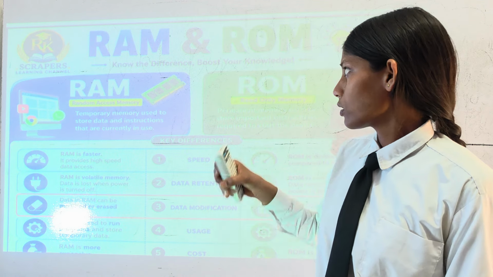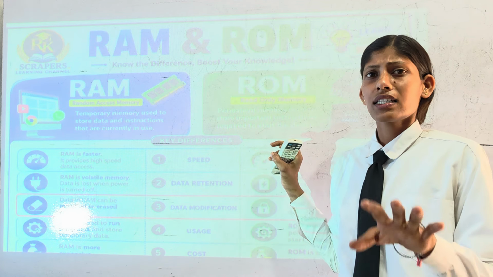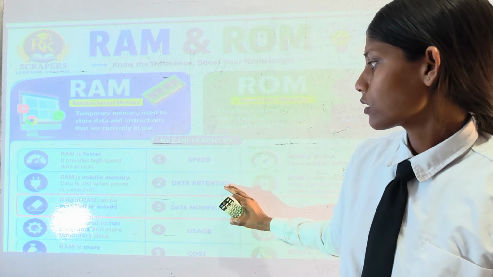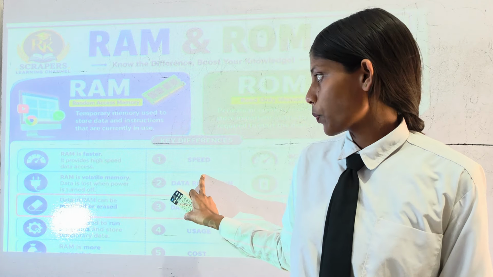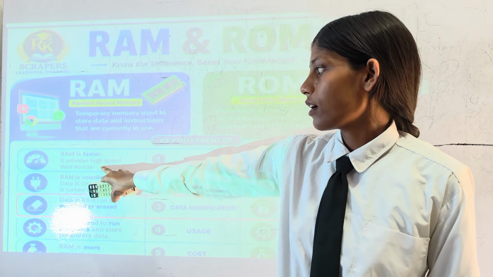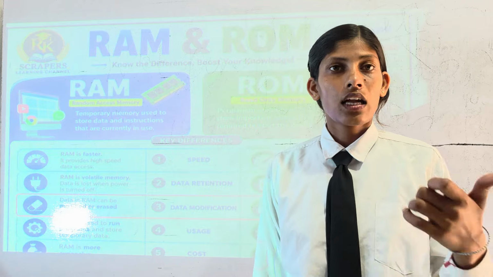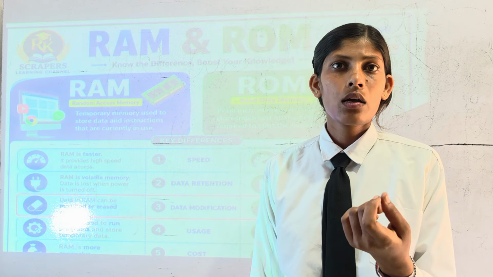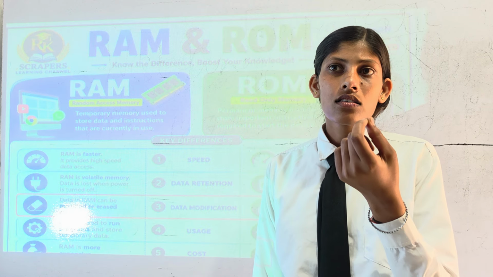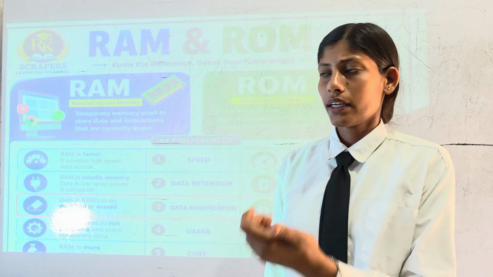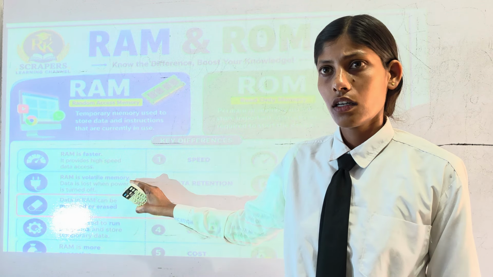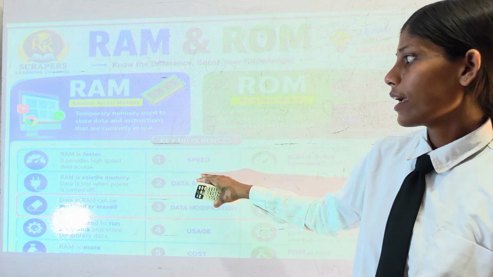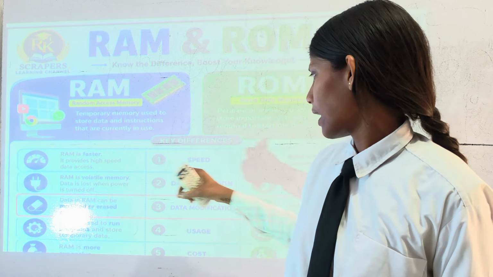Now if we talk about the basic differences between both, the first thing is speed. As you can see here, RAM is faster than ROM, because we know very well that it works for some time and it is volatile. Whenever it's switched off, everything is removed from it. That's why it is faster than ROM.